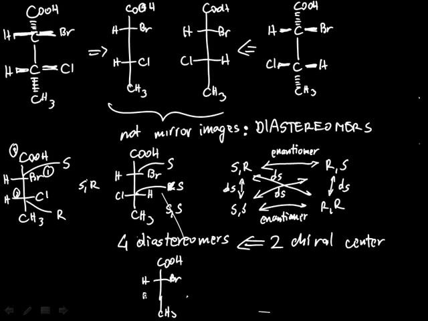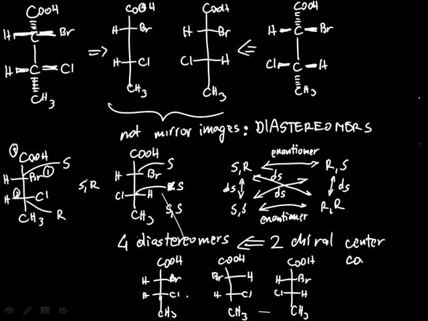But just for completeness' sake, we can first switch the first carbon. And it looks like this. Then we can switch the second carbon while keeping the first constant and get something that looks like this. And then finally we can switch both carbons, which now looks this way.